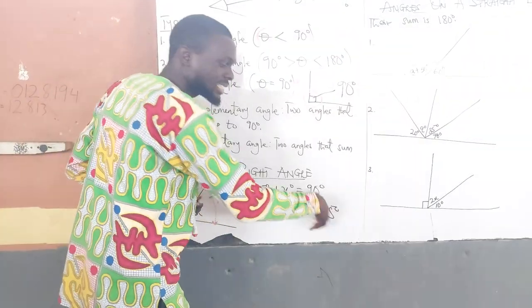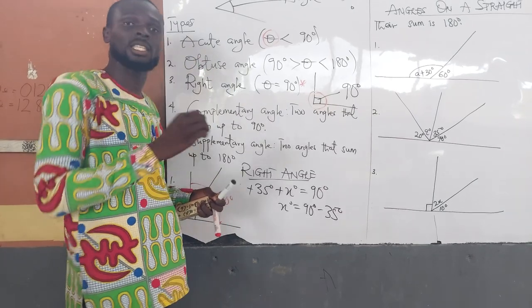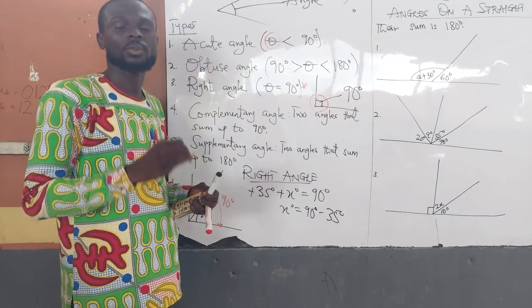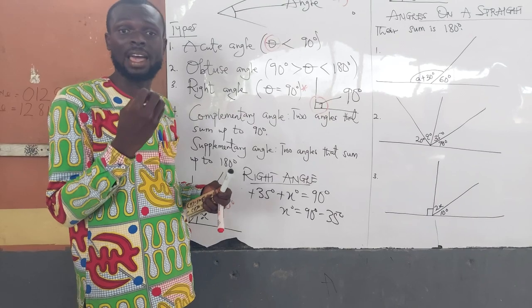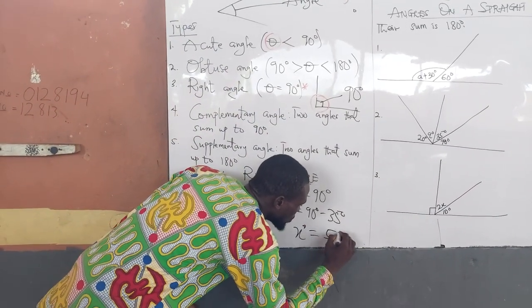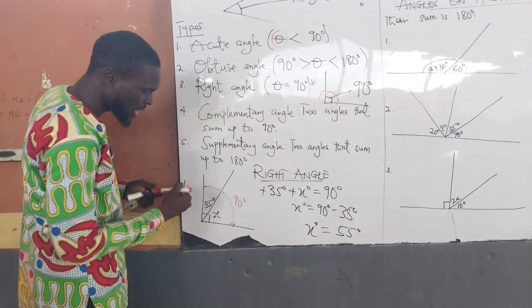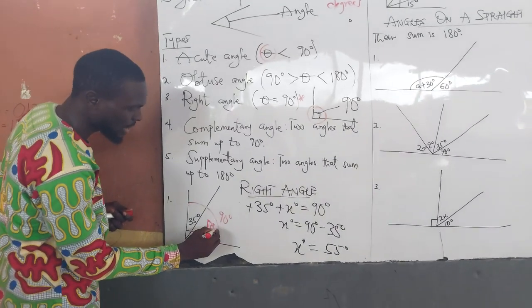Then you just subtract 35 from 90 degrees. And that gives you 55 degrees. So x is equal to 55 degrees. So the angle that I have here, which is x, is 55 degrees.